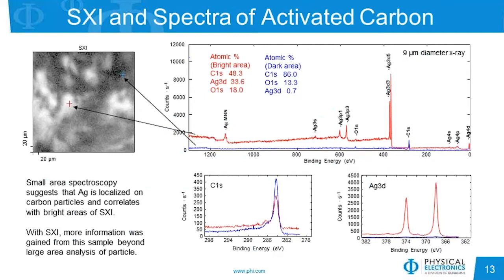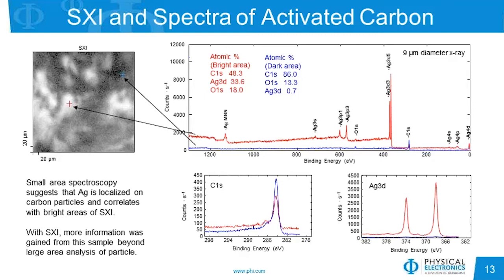analysis. And as you can see, the size of these bright regions are on the order of maybe 40 to 50 microns. And so we will use a 9-micron diameter X-ray beam to analyze one of the bright areas and one of the dark areas. And again, this was done by simply clicking on the SXI where I wanted to perform this analysis. As you can see, in the bright area, we have about 33% silver compared to the dark area where the silver is less than 1%.